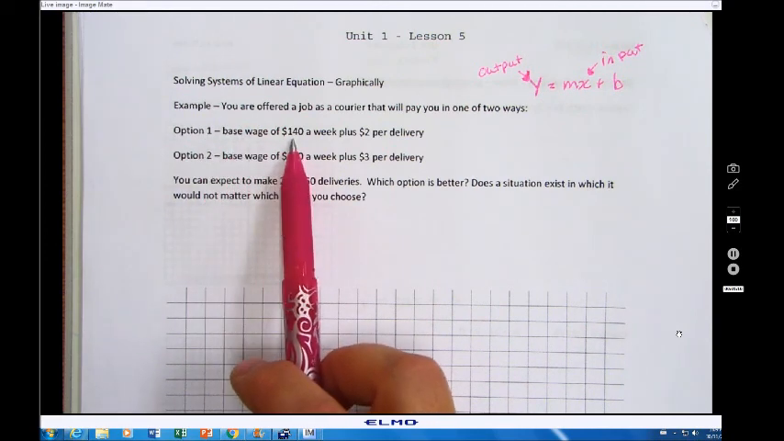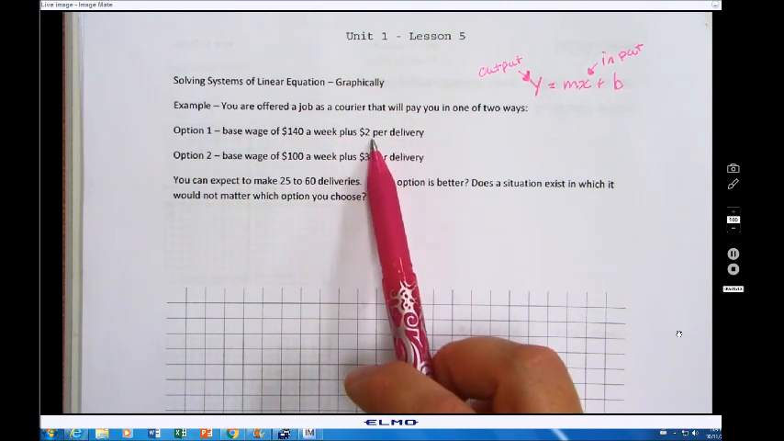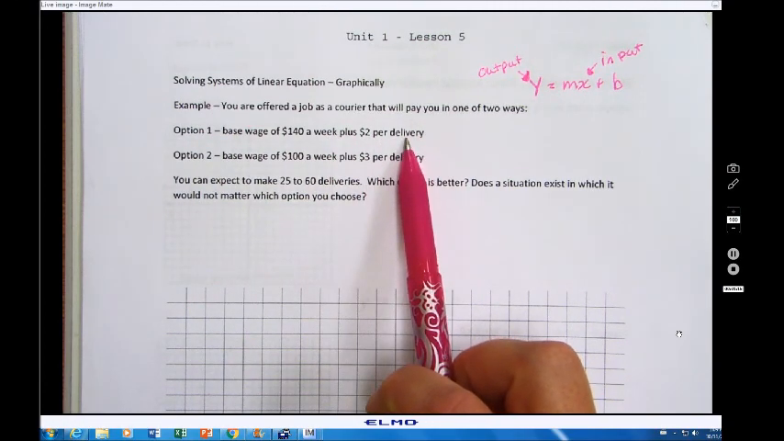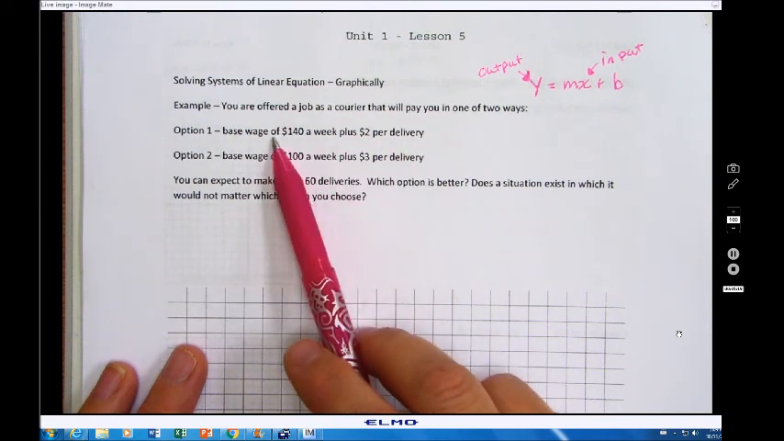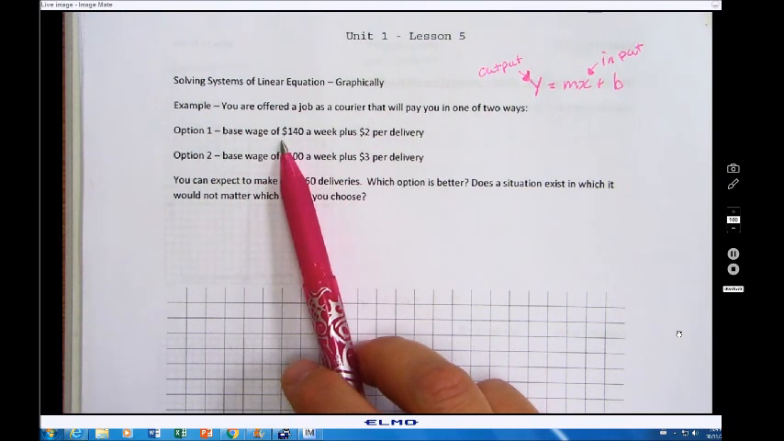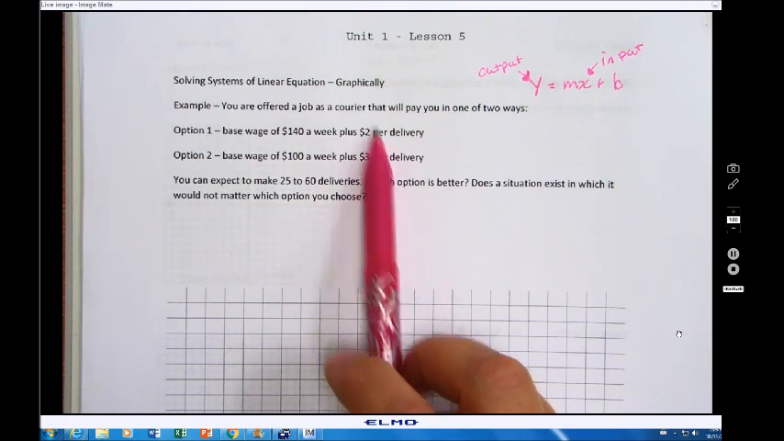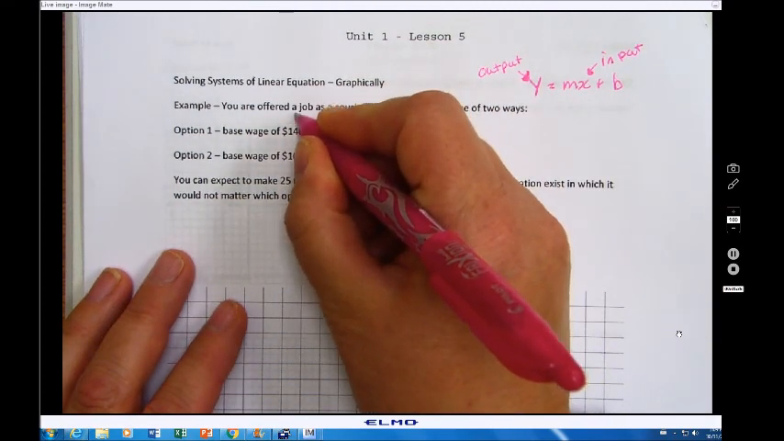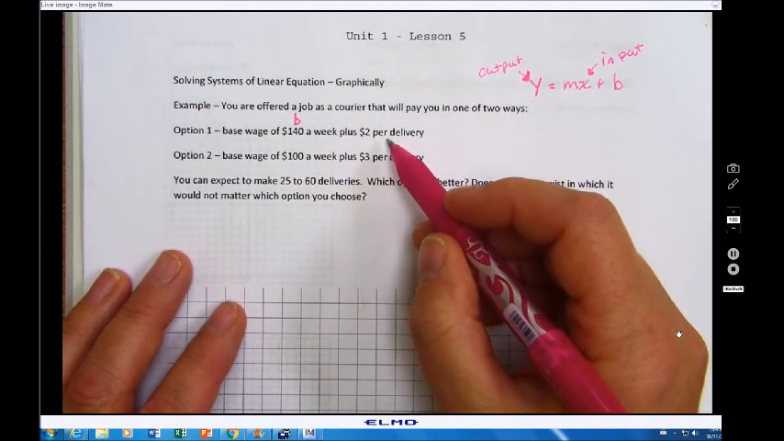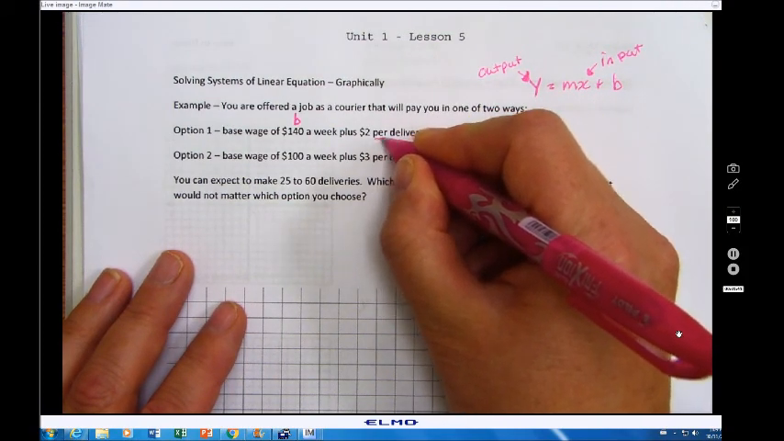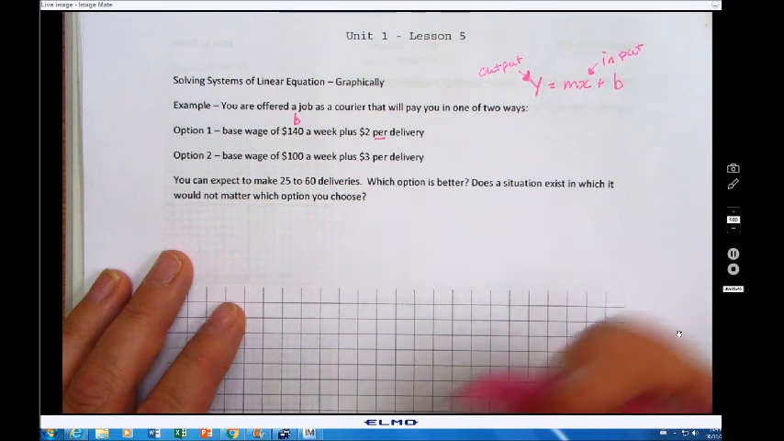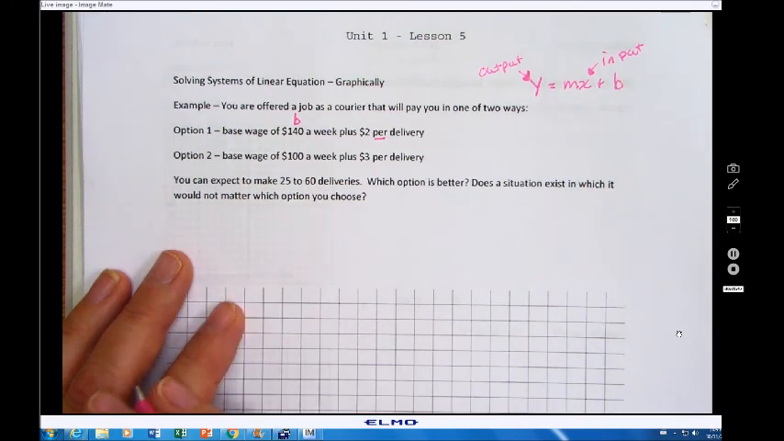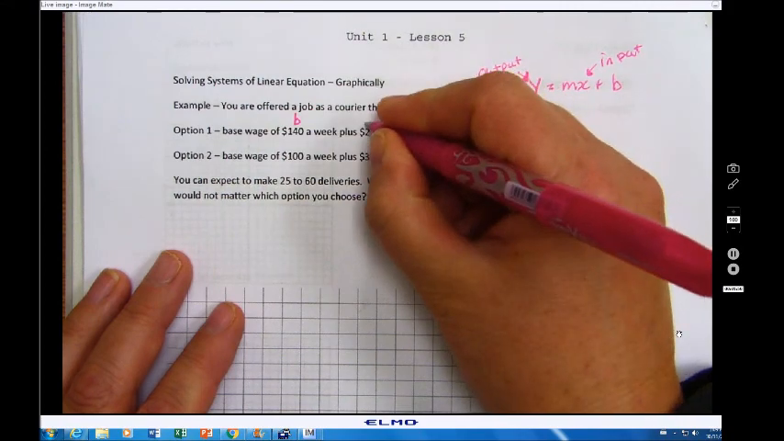They say a base wage of $140 a week plus $2 per delivery. So when you're reading all these options, you want to figure out what's my b and what's my m, or my slope. So b is a fixed amount, so no matter what, if you made no deliveries, you're still going to make $140. So that would be my b. It's a fixed amount. Now your slope, you're going to know it's always a per, usually per, like kilometers per liter, or some sort of amount. It's a rate.